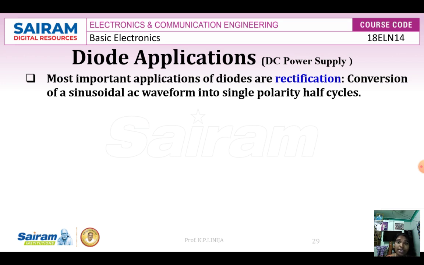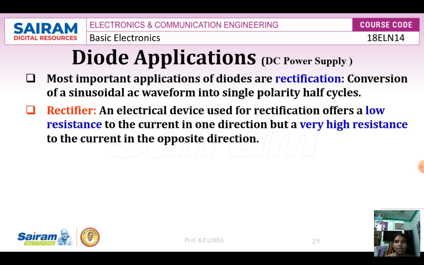So what do you mean by rectification? Conversion of AC into DC, that we can call the conversion of a sinusoidal AC waveform into a single polarity half cycle. Now, what is the use of this rectification? Why do we want to go for rectification? This rectification will offer a low resistance to the current in one direction, but very high resistance to the current in the opposite direction.